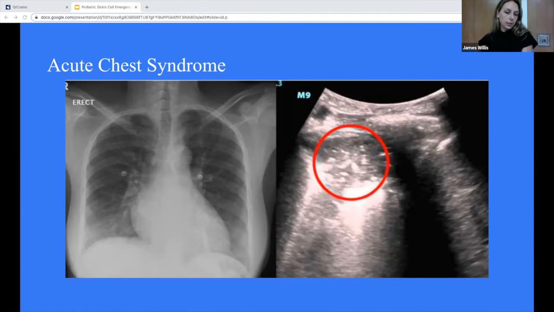Treatment for acute chest is aggressive pulmonary toilet, so chest percussion therapy, incentive spirometry. You want to keep oxygen saturation greater than 95%. Consider high flow if needed. You're going to give them antibiotics because it's essentially impossible to differentiate pneumonia from acute chest. So usually a cephalosporin and a macrolide for atypical coverage. If you're suspecting bronchospasm, if the patient's asthmatic, nebs can help as well.